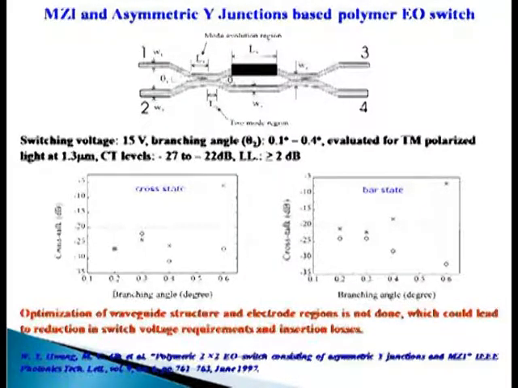They have shown that this switch can be worked with the switching voltage of 15 volt, while the branching angle was kept as 0.1 to 0.4 degree, and however they have evaluated this switch for TM polarized light only. They haven't given the results for the TE light, and the crosstalk levels were calculated somewhere around -27 to -22 dB, while the insertion losses were also in and around 2 dB. And they have drawn the graph for both states, cross state and the bar state.